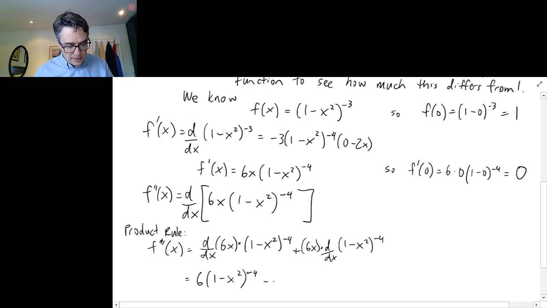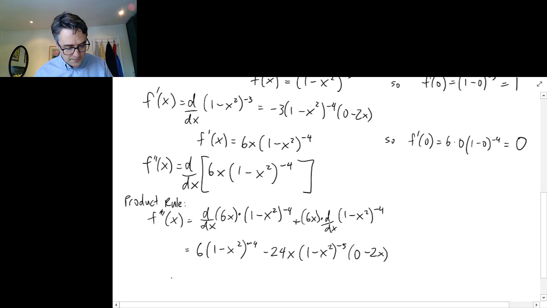Plus minus 6, so it's plus 6x times minus 4. The minus 4 comes down and becomes a minus 24x times (1 minus x squared) to the minus 5. You subtract 1 from the exponent. And don't forget to multiply by the derivative of what's inside for the chain rule, which is minus 2x. So this 2 and this x comes out.